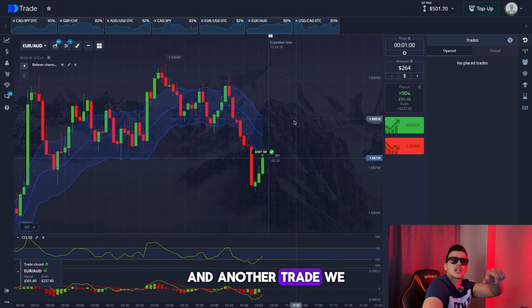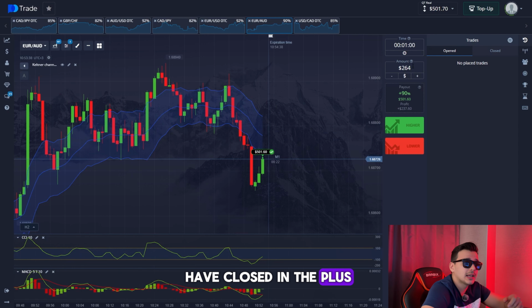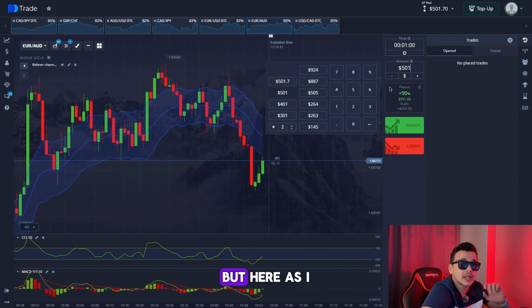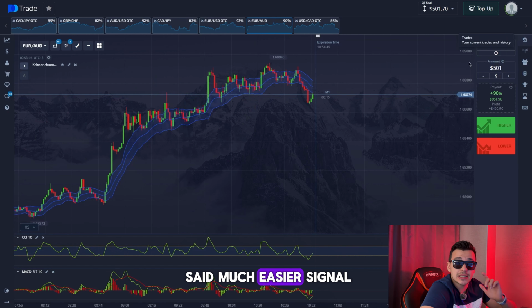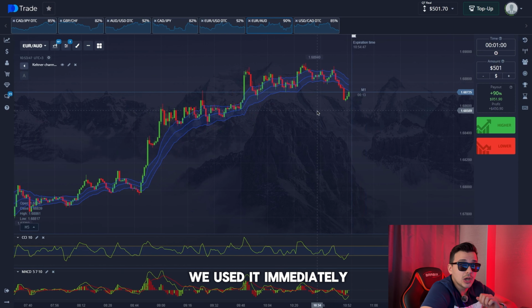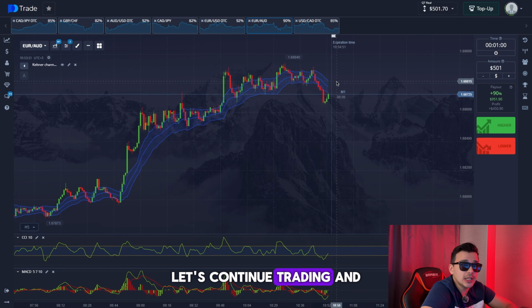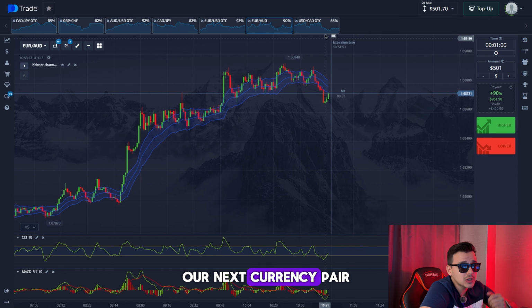And another trade we have closed in the plus. Let's change the amount of the value of the trade. Put over the maximum, but here, as I said, much easier signal we had. In general, we used it immediately, nothing complicated it wasn't. Let's continue trading and pick up our next currency pair.